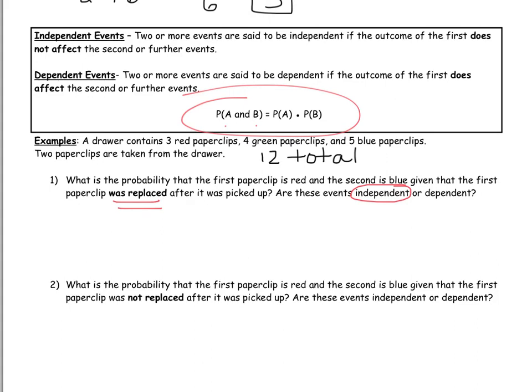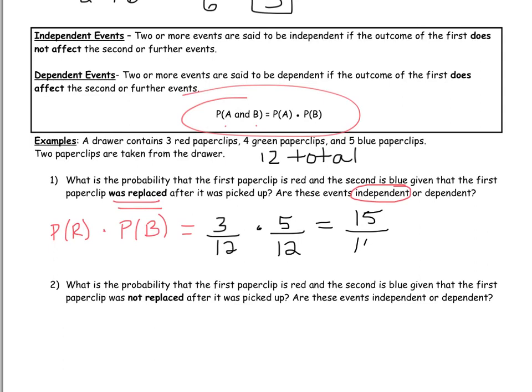So what we're going to do is find the probability of the red and multiply it by the probability of the blue. And what's the chances that we get a red? Well, there are 3 red paper clips, so we could say 3 out of 12 times. Now the probability of the blue paper clips, there are 5. So I do 5 out of still 12 because I replaced it. So if you multiply these together, tops with tops, bottoms with bottoms, you'll get 15 over 144. You don't have to reduce it, but you can.